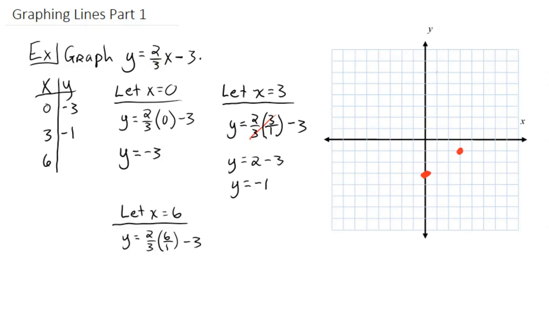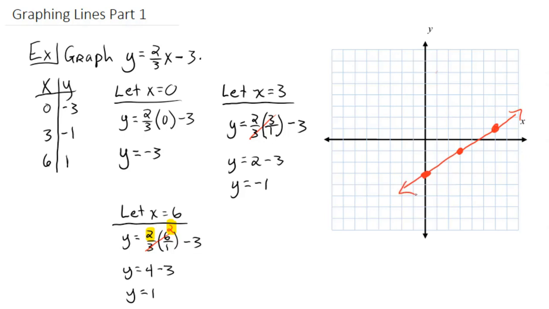So with that, we have that y equals 2/3 times 6 over 1 minus the 3. And so here, the 6 and 3 reduce down to a 2. And then that 2 multiplies with this 2, giving us 4. So we have y equals 4 minus 3, or y equals 1. So that gives us the ordered pair 6, 1, and we can plot that over here. And since they all line up, we hope that means we did something right. We can go ahead and connect the dots.